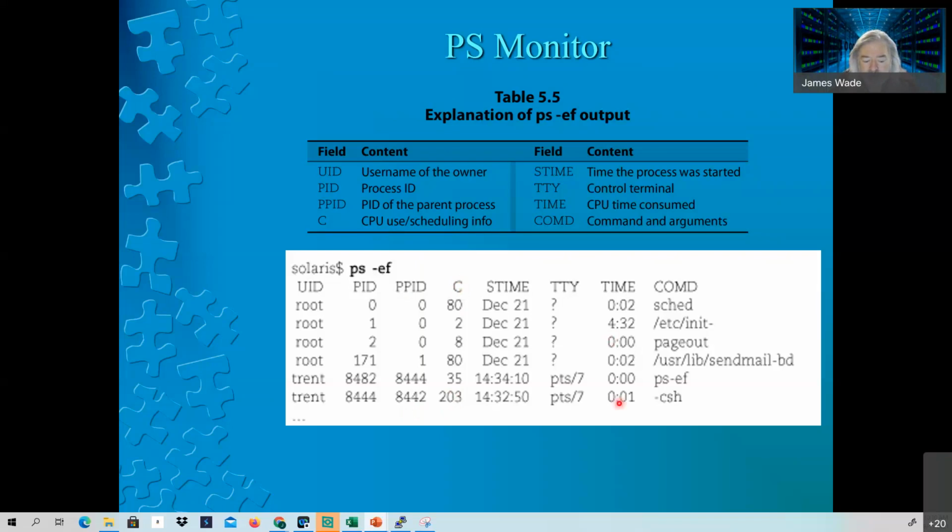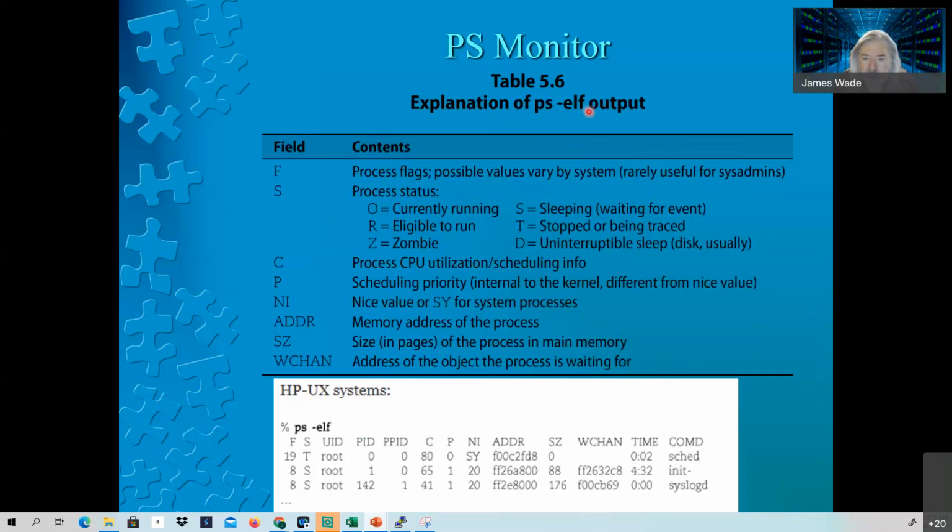We also look at this. So here the init process has used the most. Well, it's running all those scripts. And then the command and the arguments. Notice -ef, I could also do an -elf output. Each one of them gives me a little bit of different information.